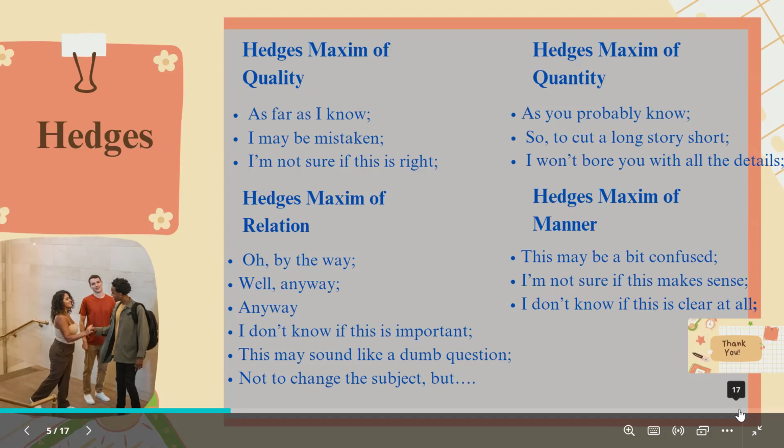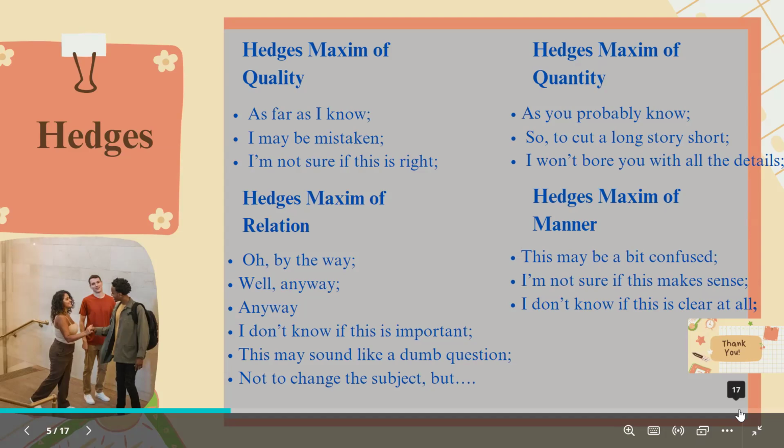The third is hedges of the maxim of relation: oh, by the way, well, anyway, I don't know if this is important, this may sound like a dumb question. For example, not to change the subject, but I don't know if this is important, but some of the pages are missing. This may sound like a dumb question, but whose handwriting is it?